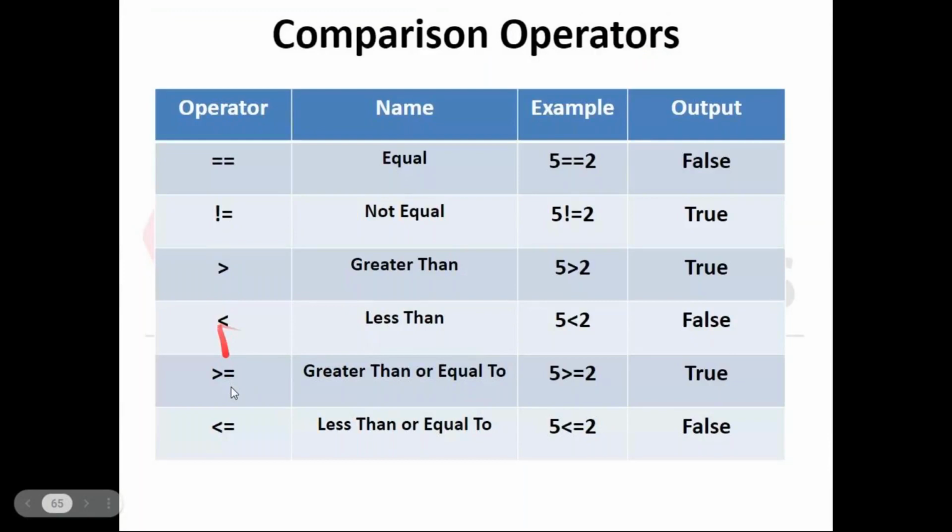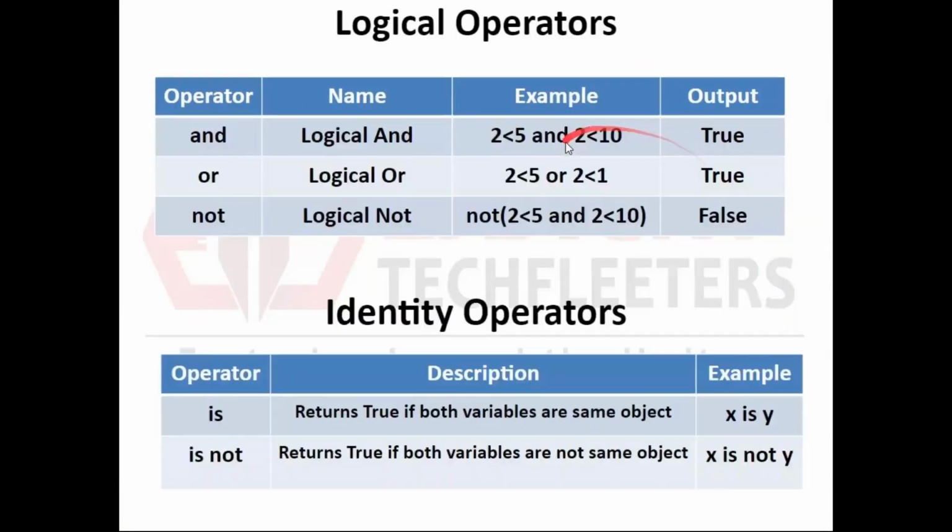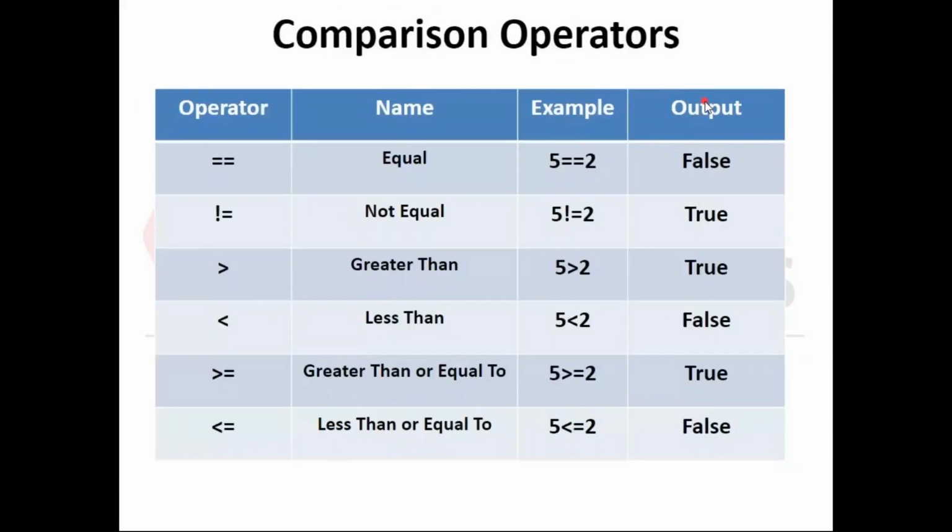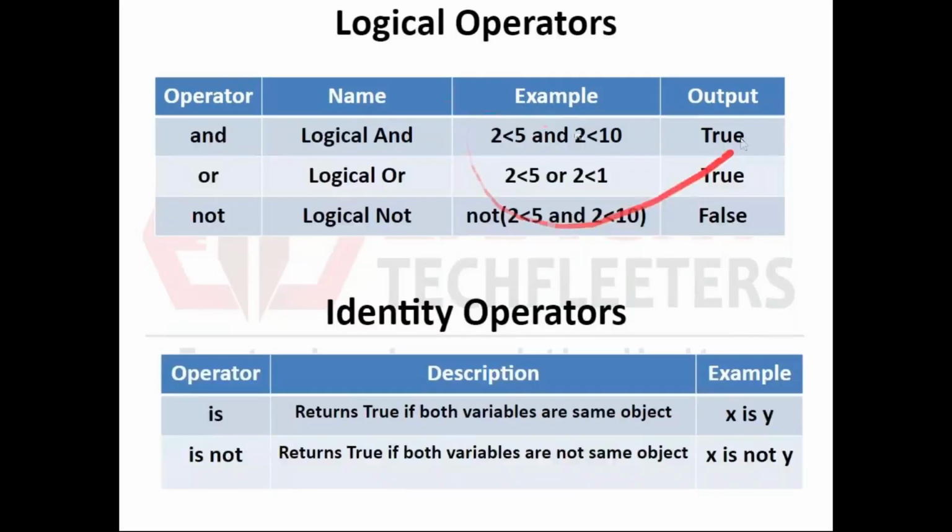So these are our comparison operators, and these are logical operators. If you want to combine some of your conditions, these operators are also called conditional operators. When you create conditions like if-else conditions or loops, you will mainly use these comparison operators. That's why these are called conditional operators. The logical operators are used to combine these comparison operators.